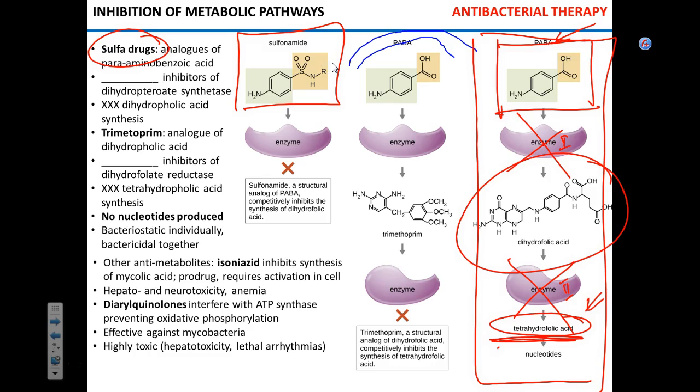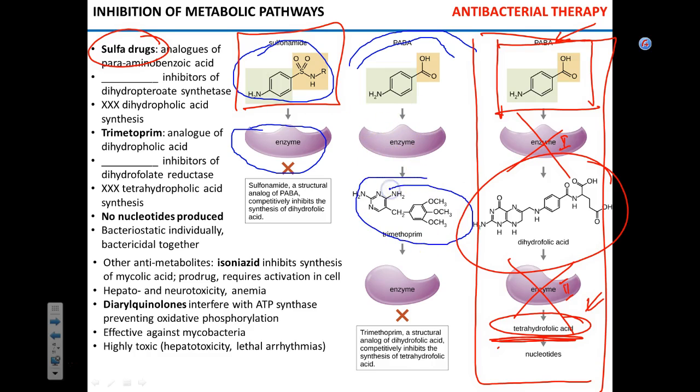Okay. Now, sulfonamide. You can see it right here. Now, this sulfonamide inhibits the first enzyme. You don't have to know the names of the enzymes, okay? And prevents the pathway from going forward.